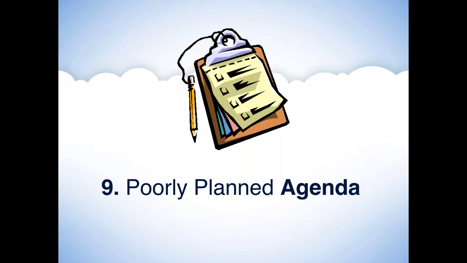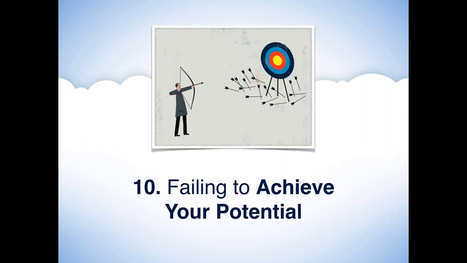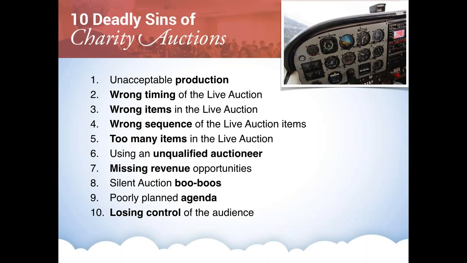You bet. All right, and the 10th deadly sin is the worst of all, and that is failing to achieve your potential. You've invested a lot of time, energy, and resources in getting your tickets sold, getting your auction items assembled, and by committing any of the 9 previous deadly sins, they can cause your event to fail in achieving its potential, and that is the greatest sin of all. So we encourage you to do the research, do the homework. There's lots of great resources available to prevent these 10 deadly sins, and again, we've gone through them. We show them to you very quickly.